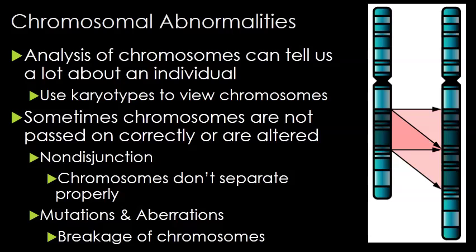Analysis of chromosomes can tell us a lot about an individual. Typically, you would use a karyotype, or a photograph of the actual chromosomes, to get the counts and try to see what was different about chromosomes. What we see is that sometimes they're not passed on correctly. The general category of this is a mutation.